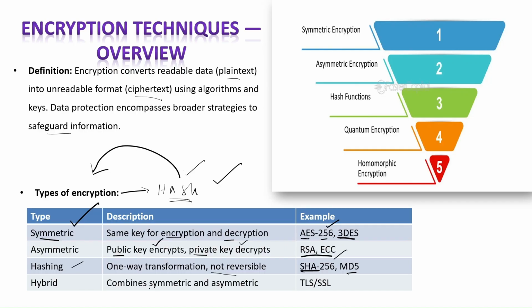Hybrid encryption, where we combine both the symmetric and asymmetric, such as inside TLS and SSL. So why do we use hybrid? As I said, we use symmetric encryption for data encryption, while asymmetric is used for the transportation or exchange of symmetric keys.